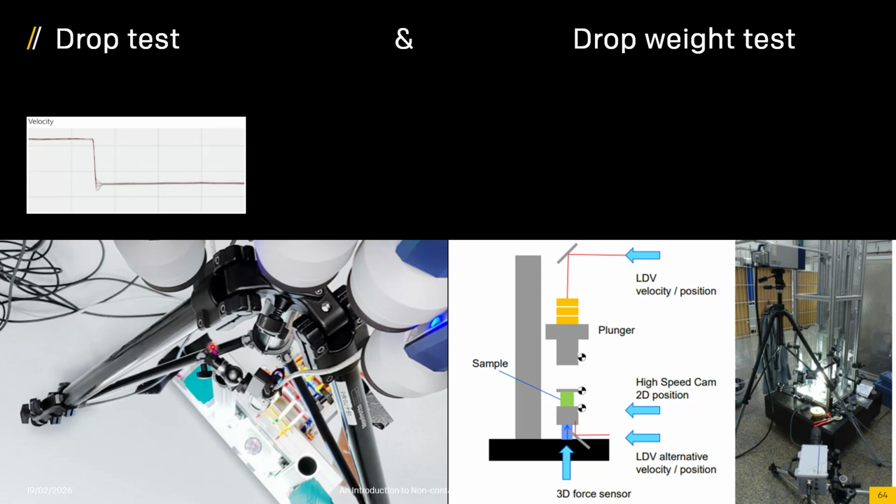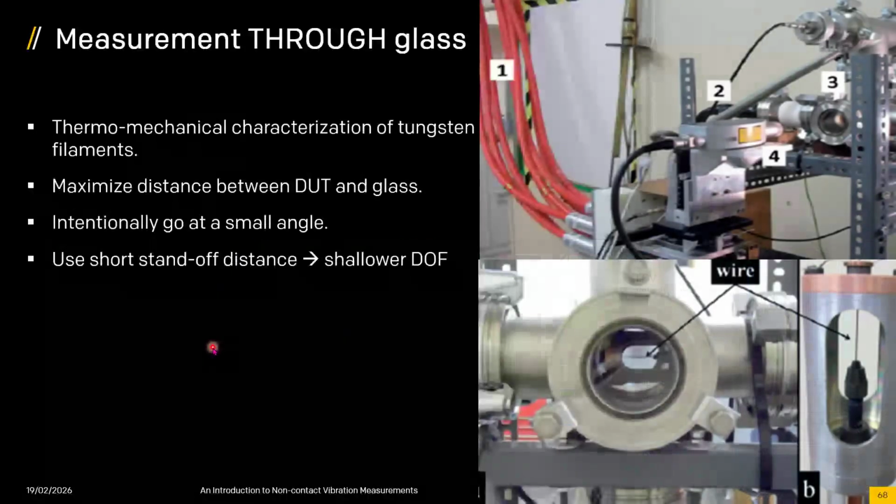The reason a vibrometer could be a good fit for something like this is because of the high impact velocities, and sometimes those are very challenging for conventional sensors.